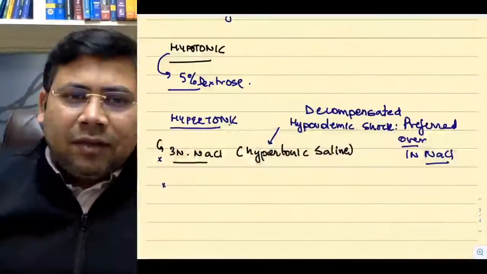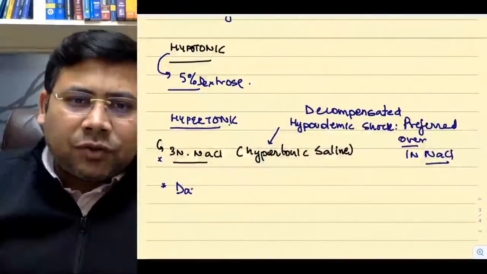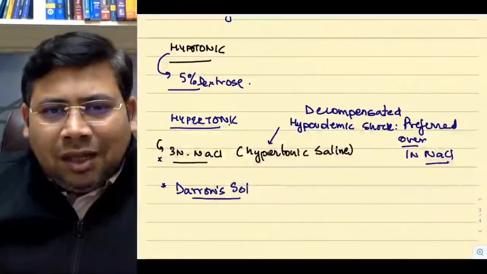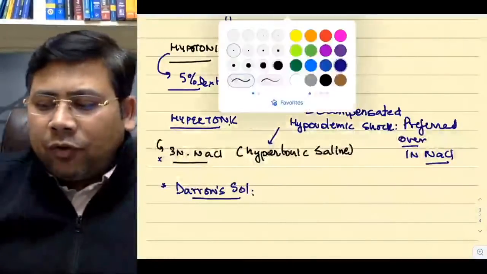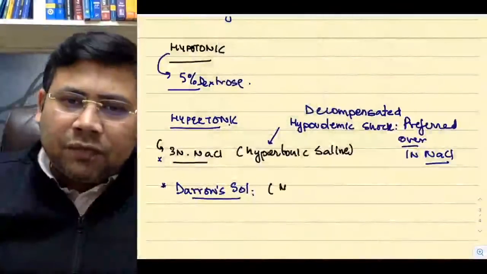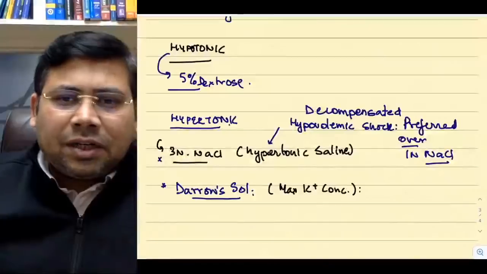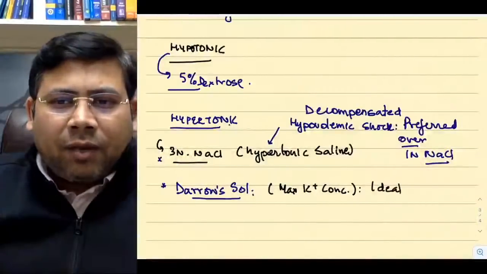The second is Darrow solution. Do you know, this is a hyperkalemic base, or you can say this is the solution with maximum K+ concentration. This is ideal for hypokalemia.